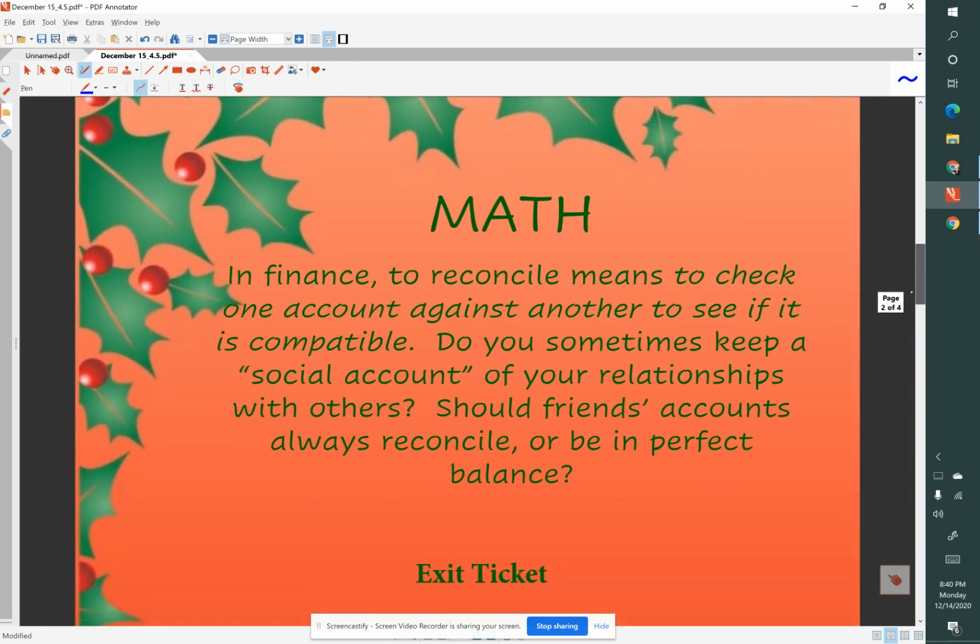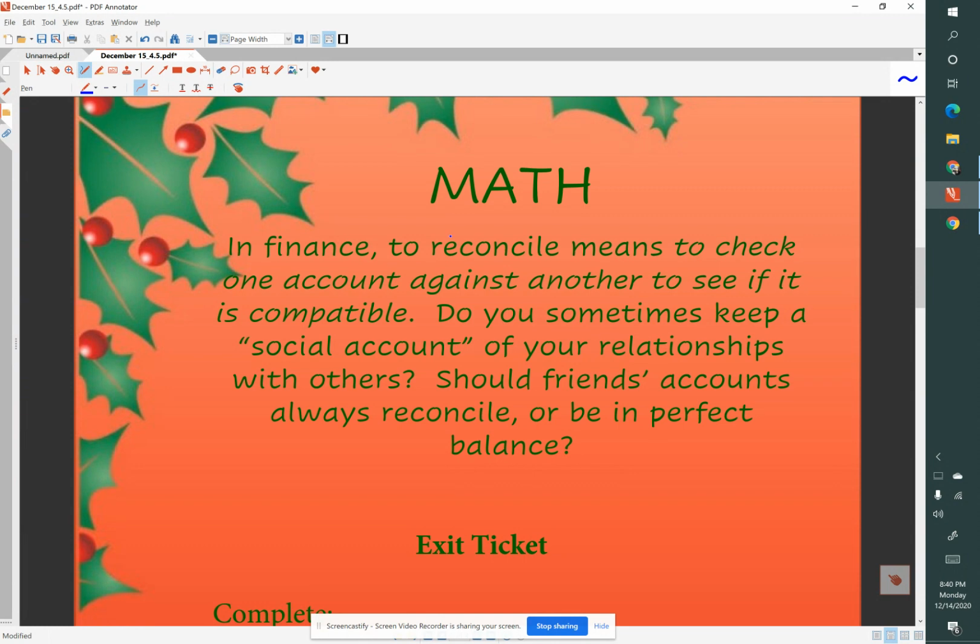We have an interesting do now today, and it's about this notion of being reconciled or reconciliation. In finance or in consumer math, even, to reconcile means to check one account against another to see if it's compatible. That's sort of how they do an audit. But do you think that sometimes we keep a social account of our relationships with others? Do you sometimes do that? In other words, I was nice to them, so they should be nice to me. Or she gave me a gift, now I have to give her or him a gift.